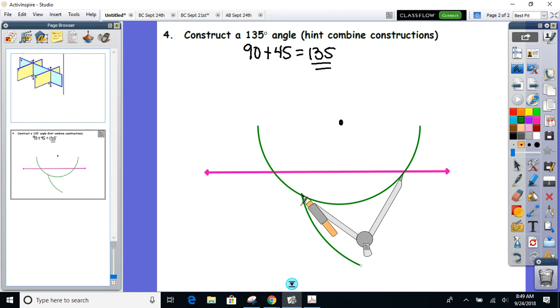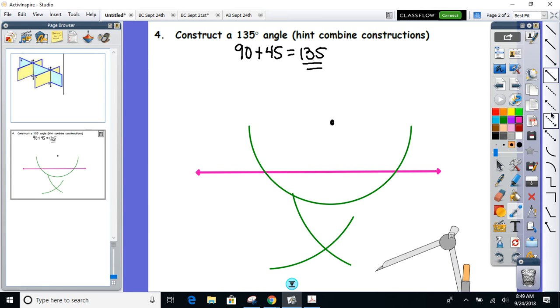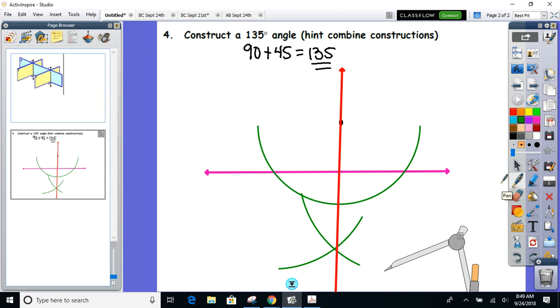Just draw. There we go. Go over the other point of intersection. I just botched that one. We're good. Get the old straight edge out. Perfect. Decent. Okay, so what did I just create here?